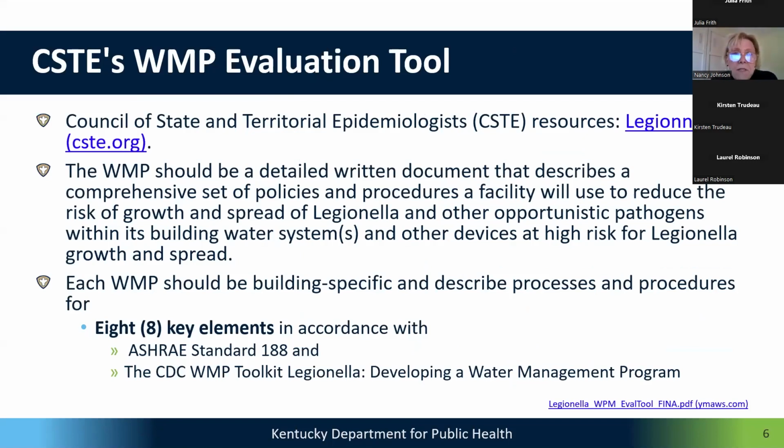And what we need you to understand is that it's supposed to be a detailed written document. It needs to talk about a comprehensive set of policies and procedures that you're going to use. It should be building specific and describe processes and procedures for 8 key elements. There's 8 sections to this. And this includes what's in ASHRAE, the American Society of Heating, Refrigerating, and Air Conditioning Engineers, Standard 188, and then the CDC toolkit. So it's really more than you know as we start this.